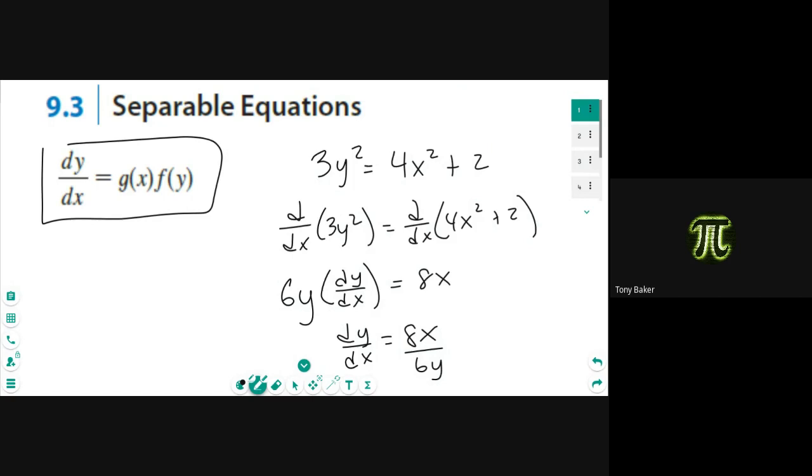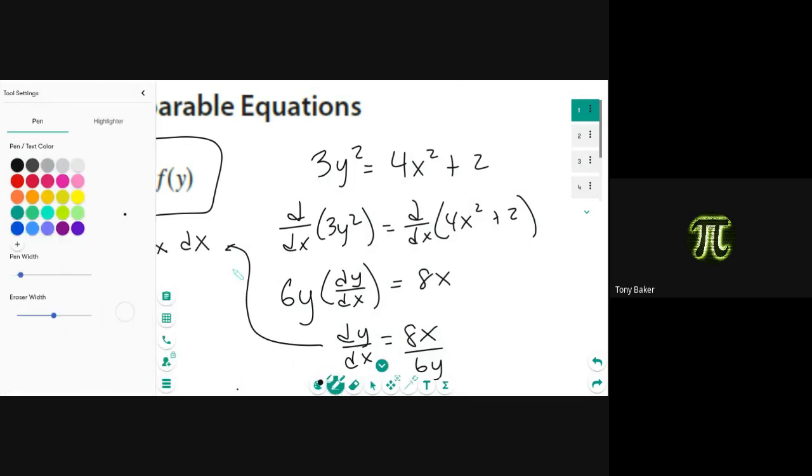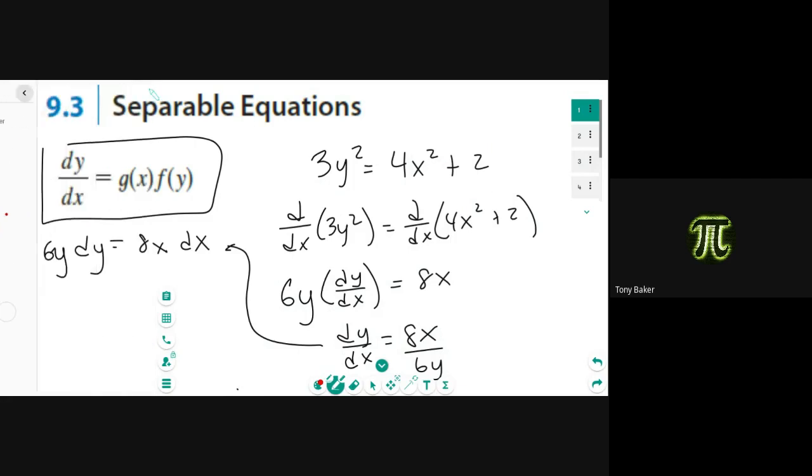Separable ones are ones that I can specifically split up into the x's and the y's, like the example that I have right here. I can take this problem and change it by multiplying both sides, so I have 6y dy equals 8x dx. Then I can take the integral of both sides.